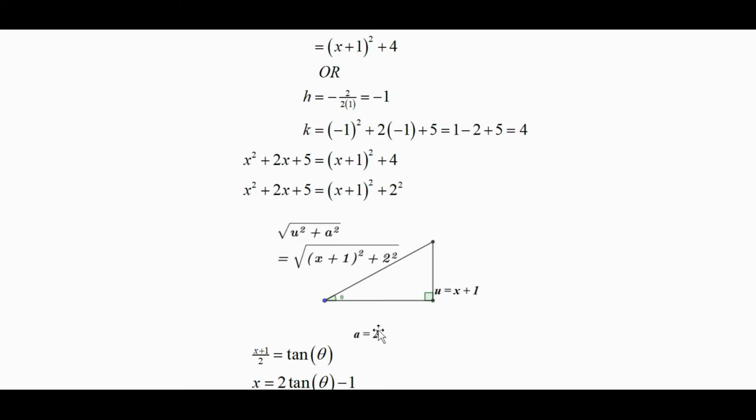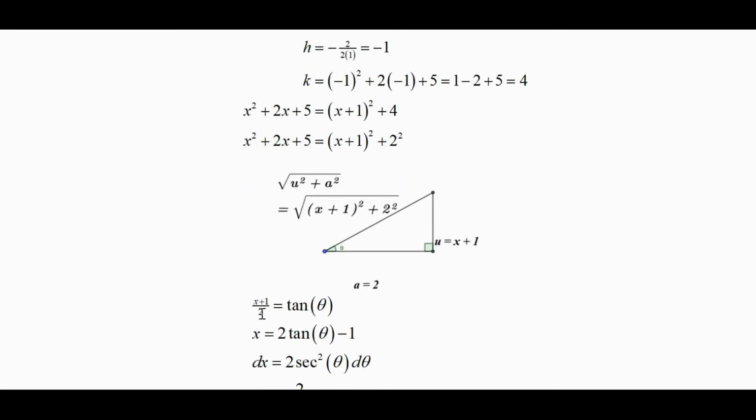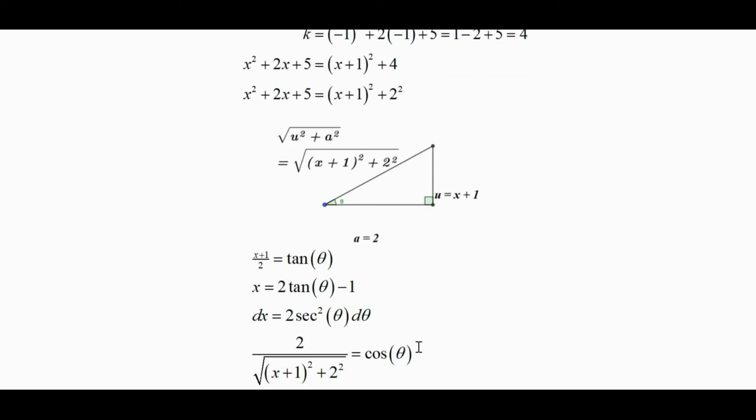So taking these two sides together here that don't involve the square root, we get x plus 1 over 2 is the tangent of theta. Solving for x, let's see, multiply by 2 and subtract 1. x is 2 tangent theta minus 1. This is going to put it in a form that we can find dx. So dx is 2 times the derivative of tangent theta, which is secant squared theta. Derivative of the constant is 0, and then we have our d theta. So dx is 2 secant squared theta d theta.